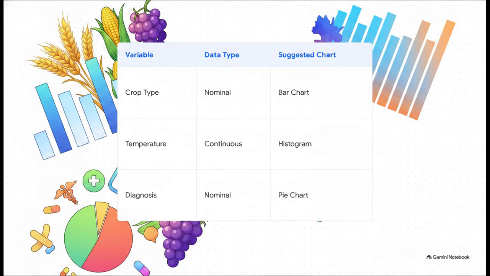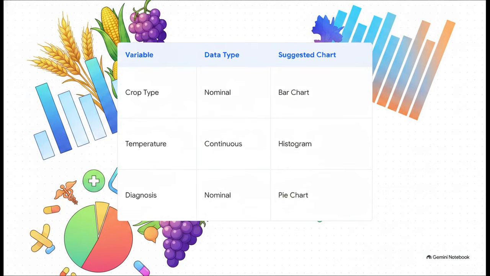When we lay them out in a dashboard blueprint like this, the logic becomes completely undeniable. Crop type has no numerical value and no inherent order, right? So it's nominal. That means we use a bar chart. Temperature is a measurement that can be infinitely precise, so it's continuous, meaning a histogram is going to show its distribution perfectly. Diagnosis is another unordered category, nominal again, so if there are just a handful of common diagnoses, a pie chart or bar chart works flawlessly. By filling out this blueprint, you are proving that matching the data type to the chart is a completely repeatable, highly scientific process.